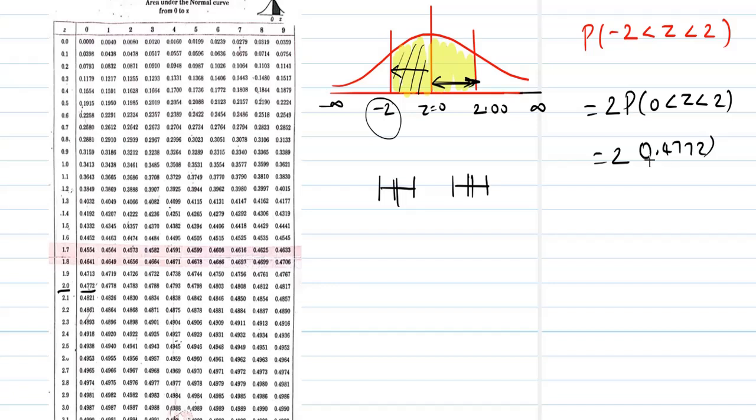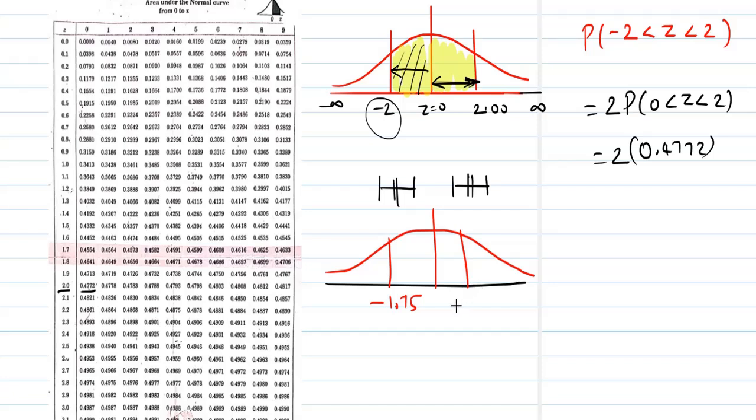0.4772. So just multiply by 2, then you will get the answer for over here. Now suppose you want it for some other negative number. So what would be the negative number? Suppose I want it for minus 1.75 to, say, 0.83. Now if I want the area between these regions, how do I go about it?